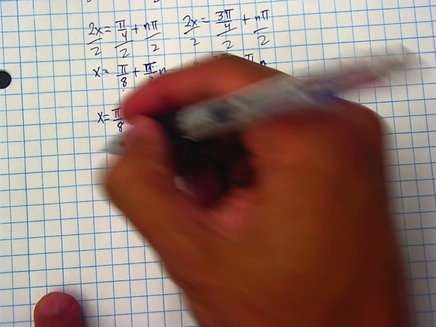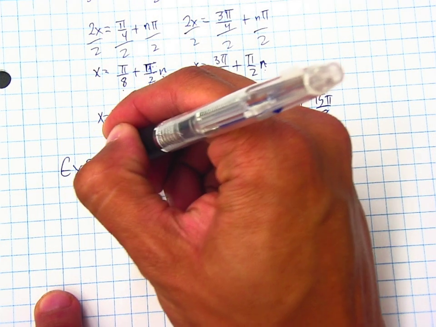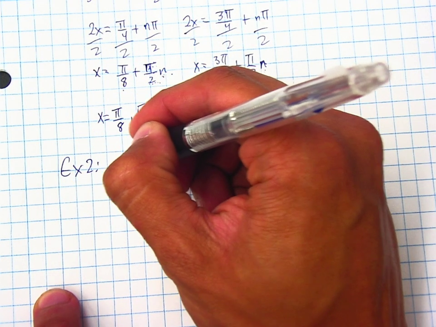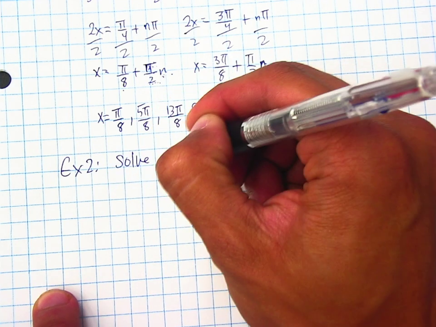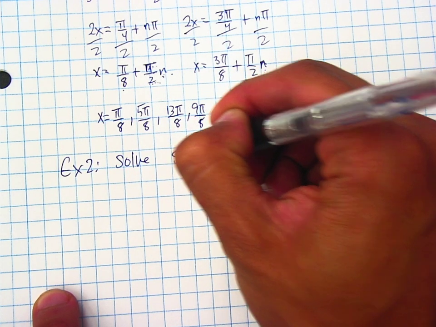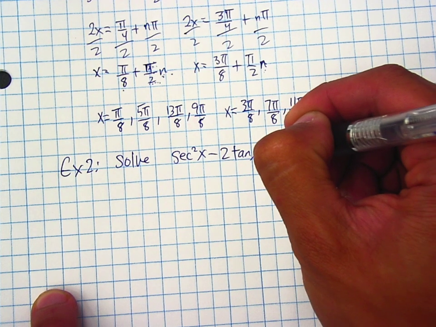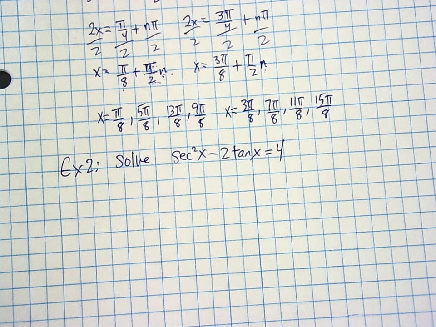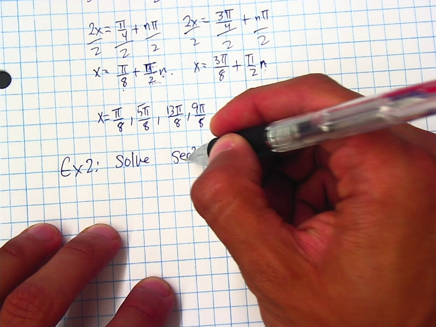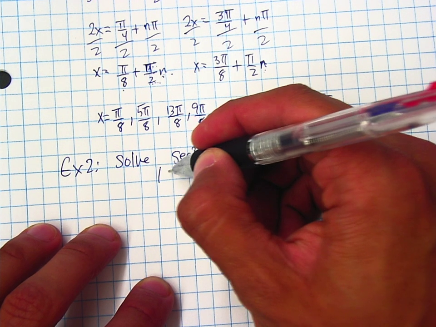Okay, let's do a second example. And we are just going to solve secant squared x minus 2 tan x equals 4. Okay, so if you look here, I'm going to turn secant squared x, using one of my Pythagorean identities, into 1 plus tangent squared x.